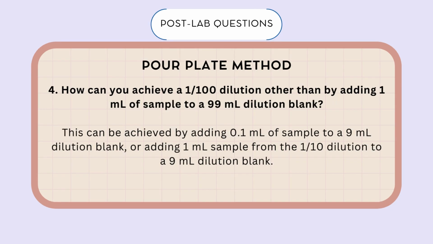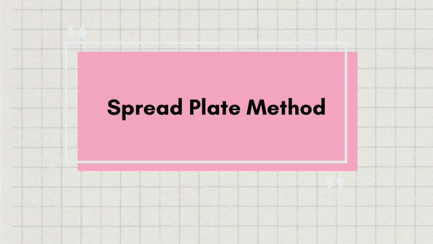How can you achieve a 1/100 dilution other than by adding 1 ml of sample to a 99 ml dilution blank? This can be achieved by adding 0.1 ml of a sample to a 9 ml dilution blank, or adding 1 ml of sample from a 1 in 10 dilution to a 9 ml dilution blank.